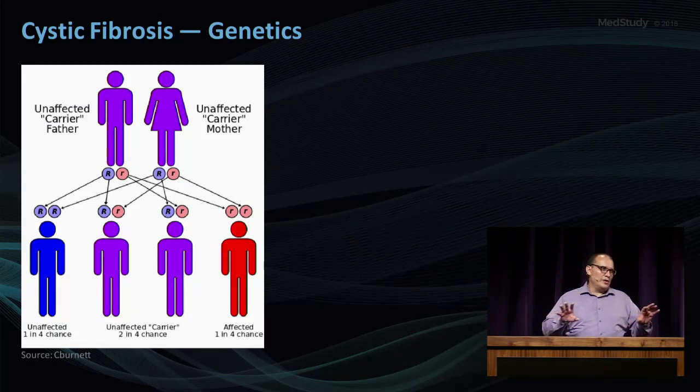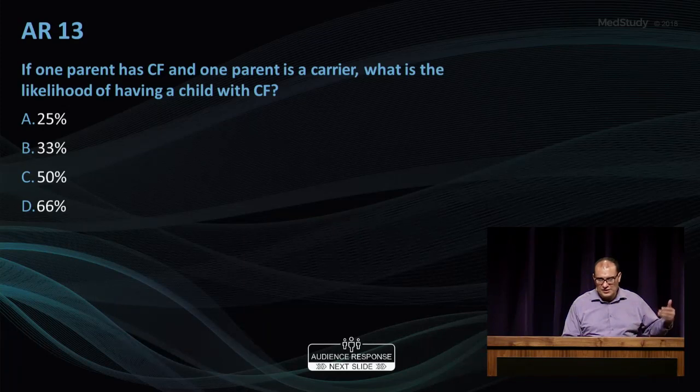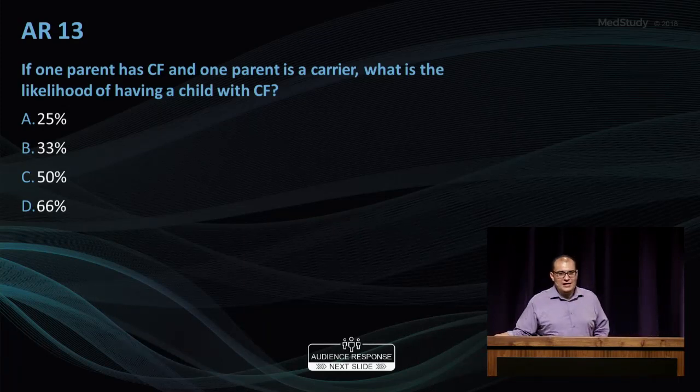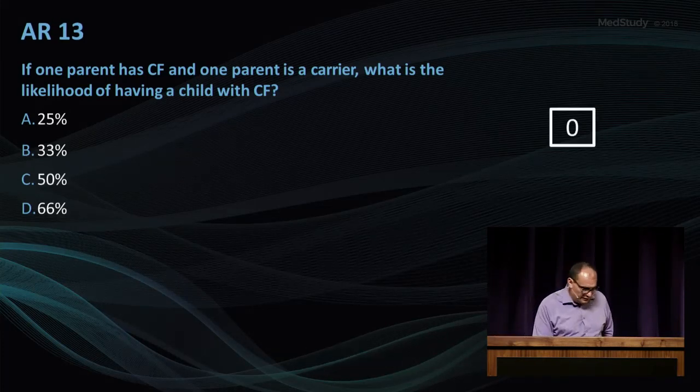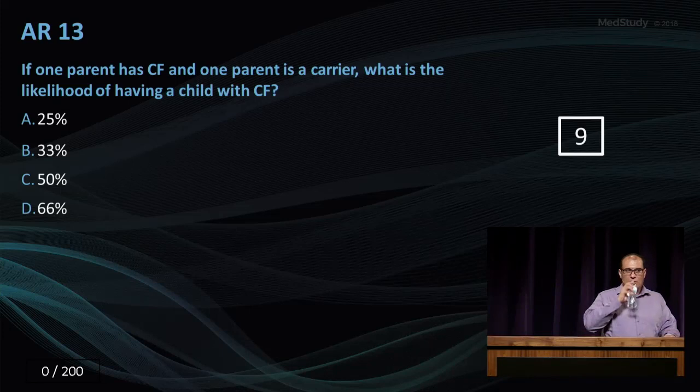And you know how it goes with autosomal recessive. If they're both carriers, 1/4 affected, 1/4 not, and carrier 50%. You don't need me to go through this because there are more things I want to talk about. If one parent has CF and the other is a carrier, what's the likelihood of having a child with CF? Did I lose you?